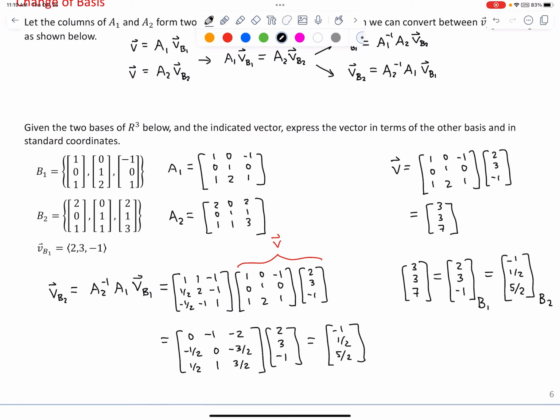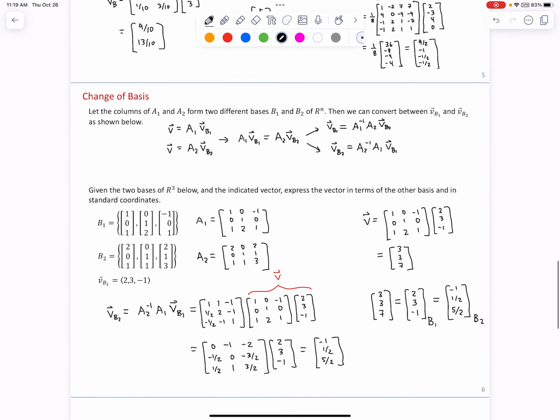I'll leave it to you to confirm that the linear combination specified here of the two bases both will produce the vector 3, 3, 7 in standard coordinates. And this concludes our lesson on changes of basis.